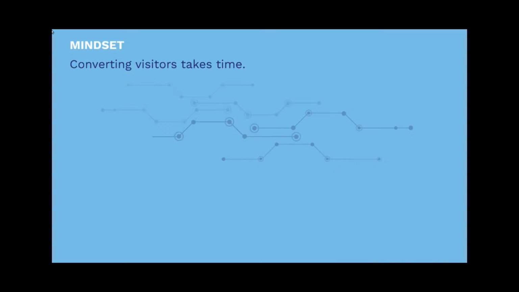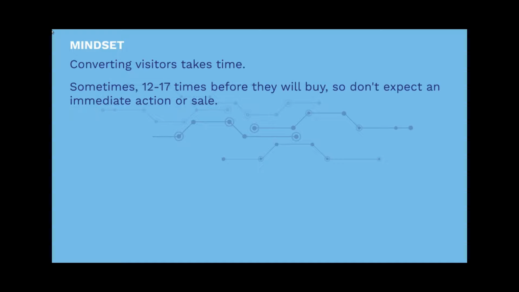All right, so let's talk about mindset, because I'm a big believer in having the right mindset before you get started. I want you to realize that you're not going to make a sale or get leads right away just by setting up a Facebook retargeting campaign. Converting visitors really does take time. To be realistic, sometimes it takes 12 to 17 touch points, meaning you have to get in front of them 12 to 17 times before they will buy. So I want to make sure that you don't expect an immediate action or an immediate sale.